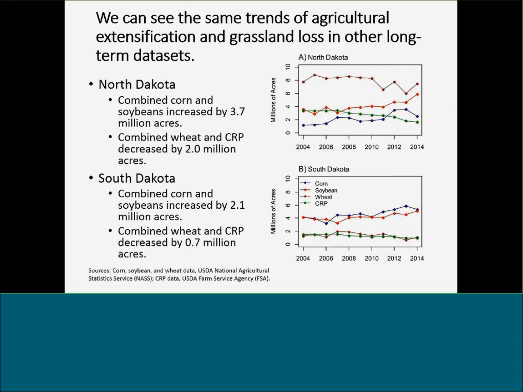We can look at, for example, the county level NASS estimate of harvested acres. And basically, looking at the Dakotas, we've got large increases in combined corn and soy in North Dakota as well as in South Dakota. And if we compare those to what's coming out of wheat and CRP, there's still a pretty big difference. So there's even more grass or more land coming out of other land covers and going into these cropland types.